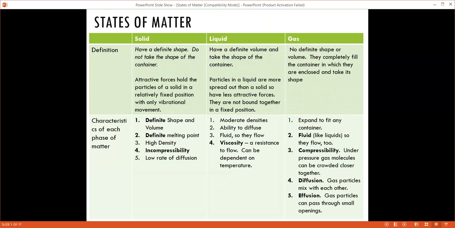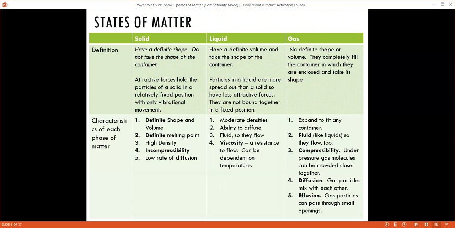Gases, they expand to fit their container. They are also fluid, just like liquids are. Gases are compressible, which, if you understand an internal combustion engine, is what's happening in your cylinders. The air is being compressed as the piston comes up, forcing that small little explosion, and then the engine runs. So gases are compressible. Gases can also diffuse and effuse.